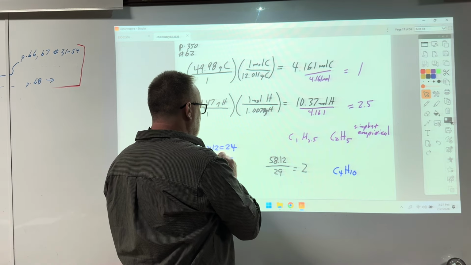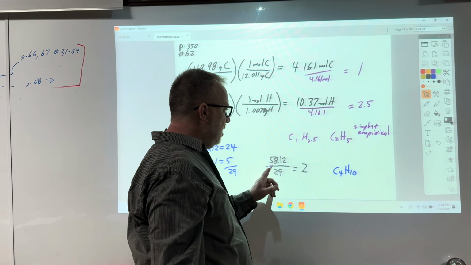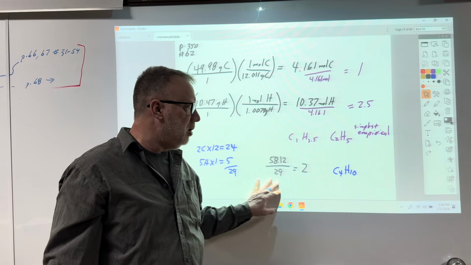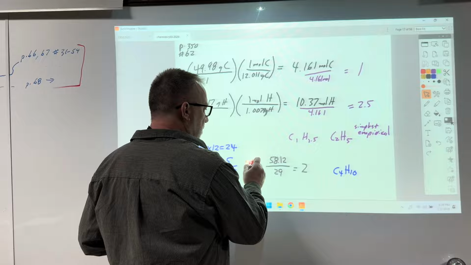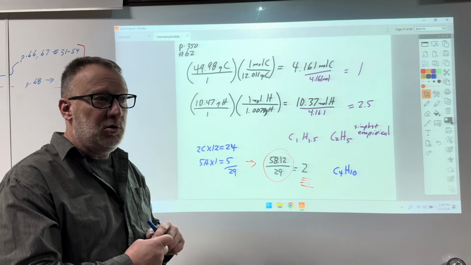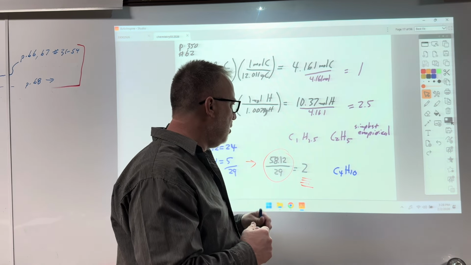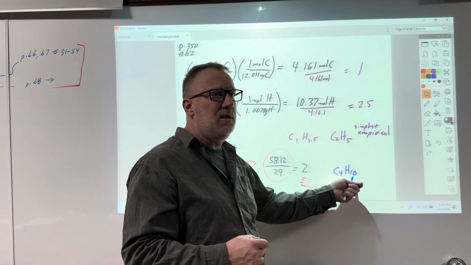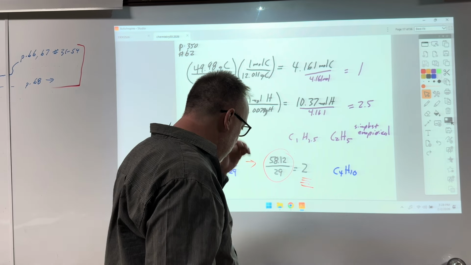So 2 carbons times 12 is 24, 5 hydrogen times 1 is 5, total to 29. So you take the number they give you divided by 29, comes out to pretty close to 2, which is what you're going to use to double. So you're doing this step to figure out your multiplier. Your multiplier may be 1, in which case your empirical formula is the right formula. Your multiplier might be 2, like it is here. Then it comes out to C4H10, which makes sense. This is butane, so this is an organic compound.